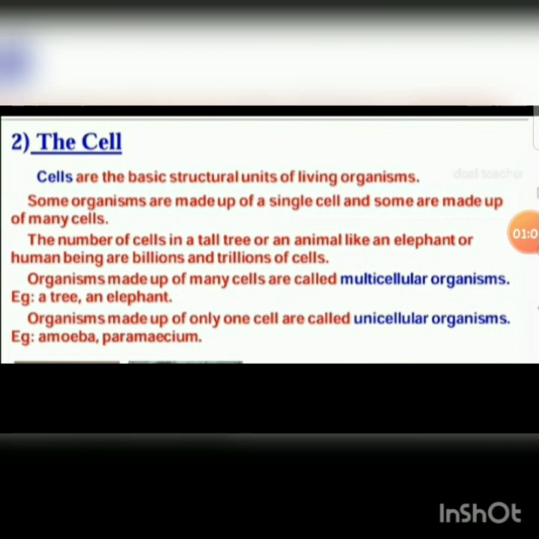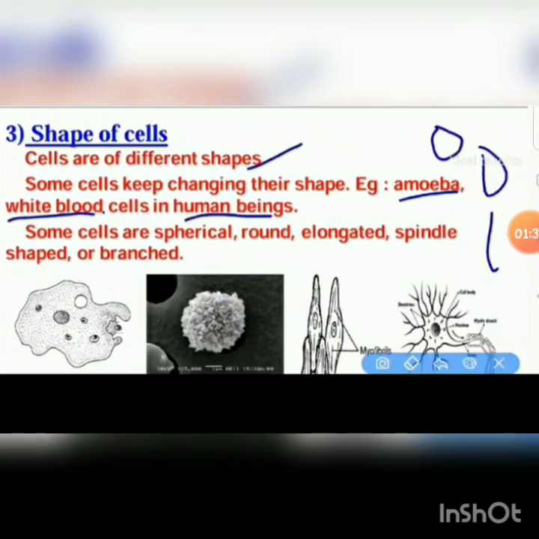The number of cells in a tall tree, or an animal like an elephant or a human being, is billions and trillions of cells. Organisms made up of many cells are called multicellular organisms. So what are organisms made up of many cells called? Multicellular organisms. Example, a tree and an elephant. Organisms made up of only one cell are known as unicellular organisms, that is amoeba and paramecium.